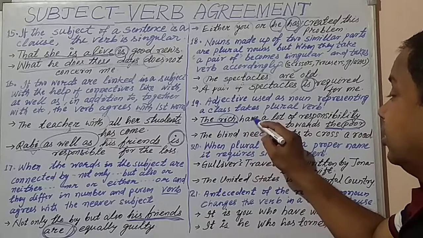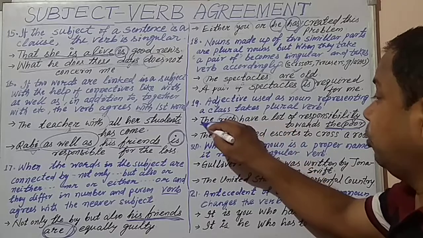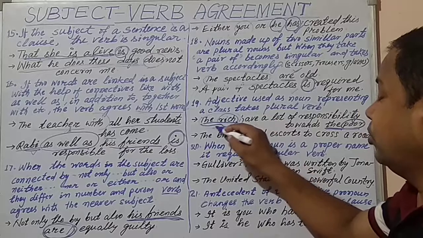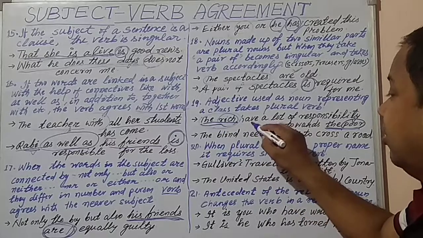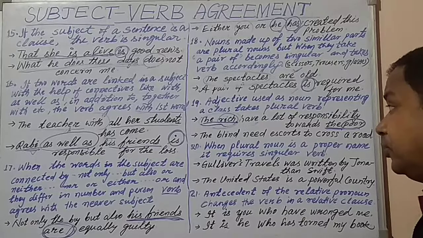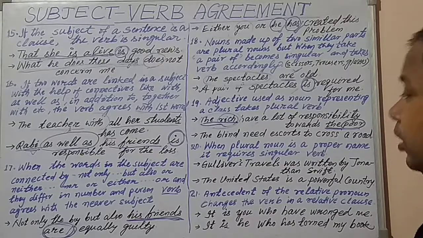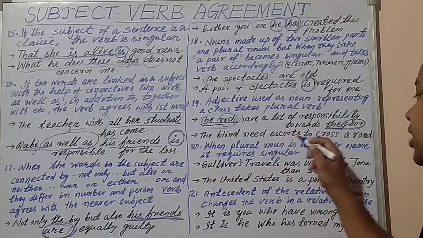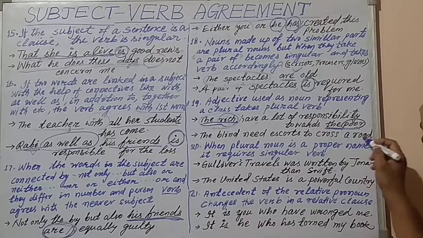It takes the third person plural noun. The rich means it is third person plural noun. So it takes the verb that is plural, or here it is have. The rich have. Likewise, in the second sentence, you see here the blind need escorts to cross a road.